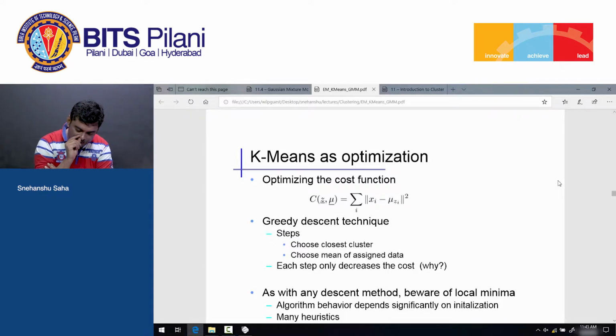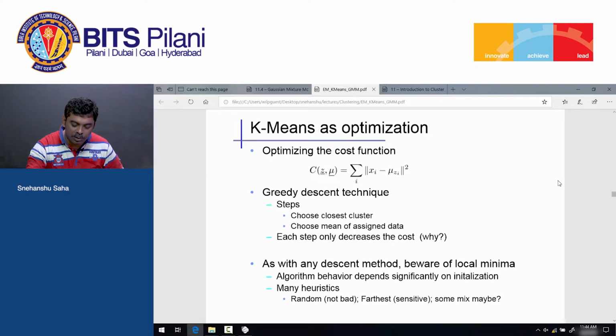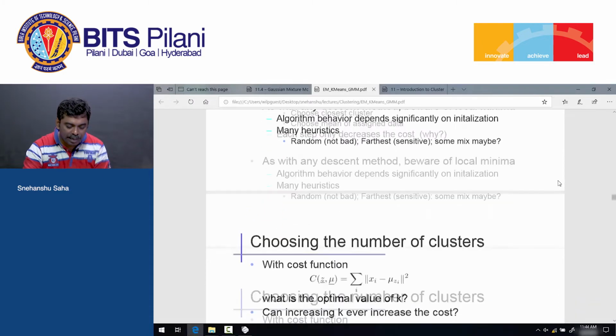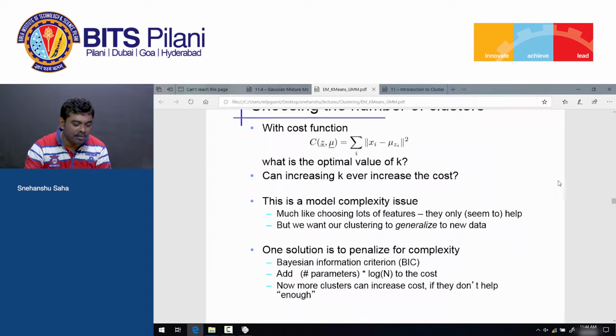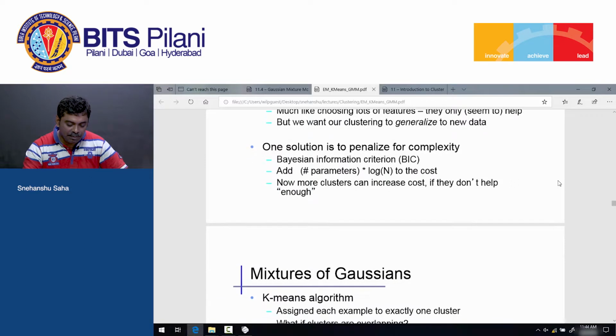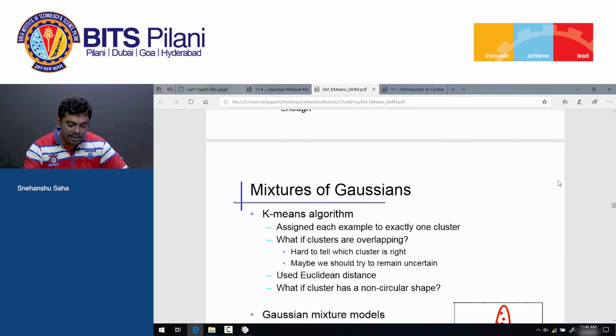So what we do is a descent technique. Just like any gradient descent technique, if you recall, it has a local oscillation problem or a local minima problem. You also have to compute many heuristics, for example, how do I initialize the clusters? We typically use random heuristics: assign k clusters and their means randomly. And also the question is, what is the optimal value of k? How many clusters should I choose? These are some of the issues of k-means clustering.